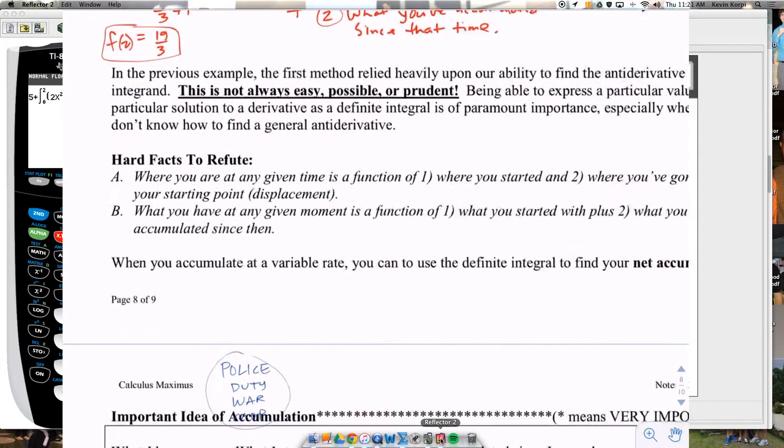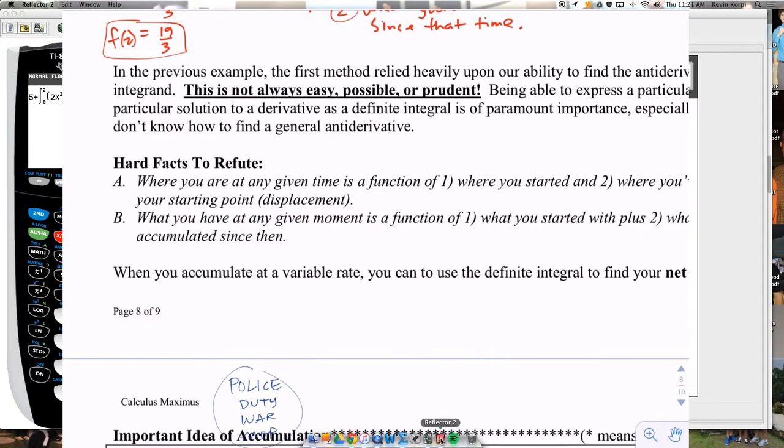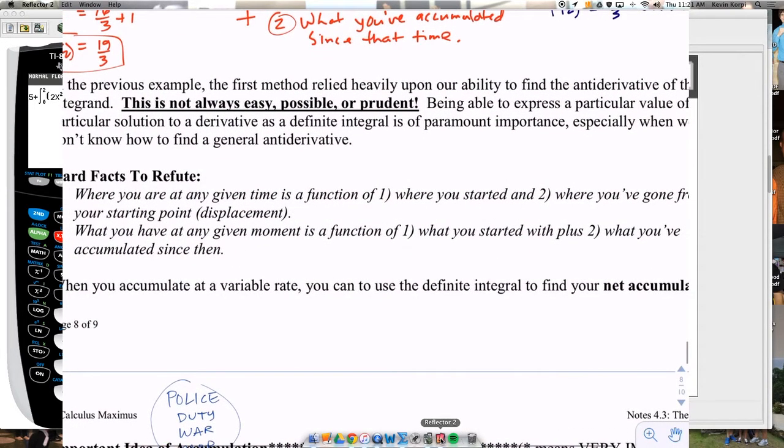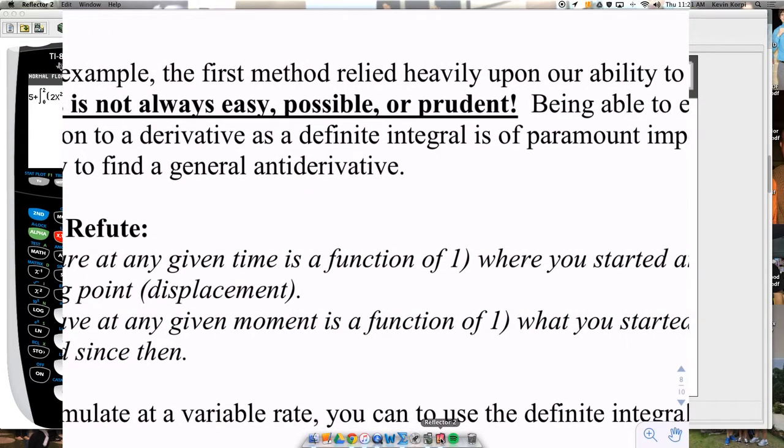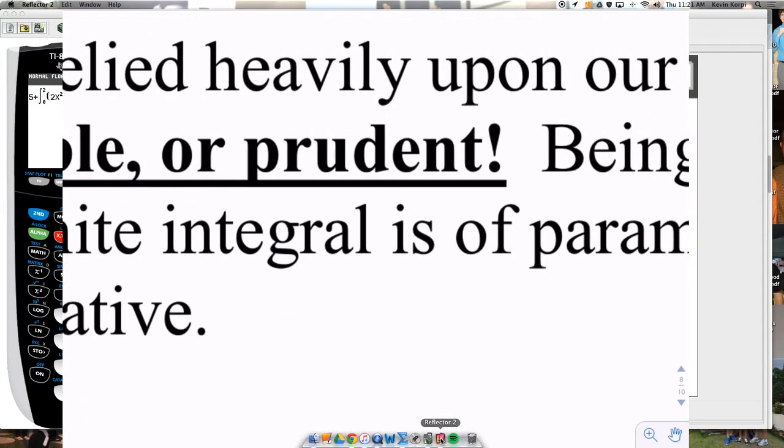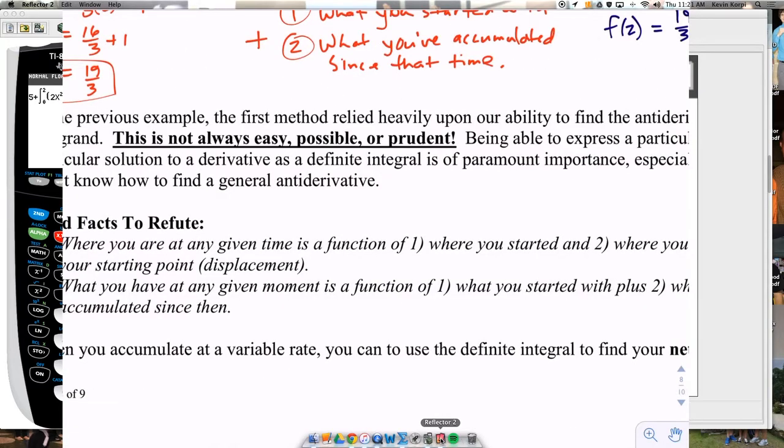Okay, here we go. In the previous example, the first method relied heavily upon our ability to find the antiderivative, right? We had to find the antiderivative plus c, but it's not always easy, possible, or prudent. I wonder what that circumstance would be. I don't know. Let's go ahead and hit enter. Okay.